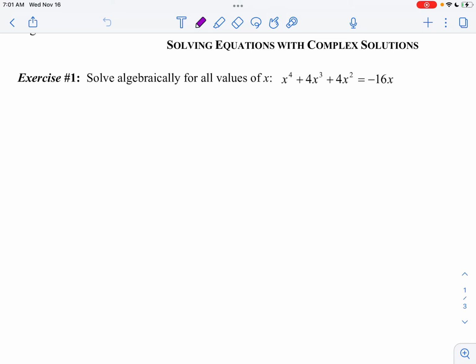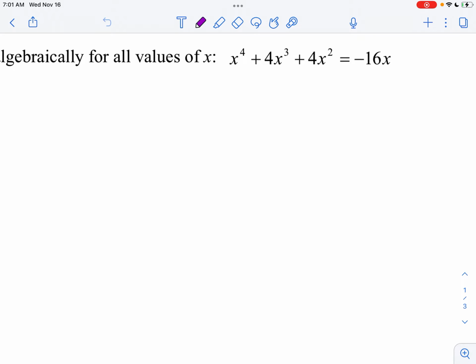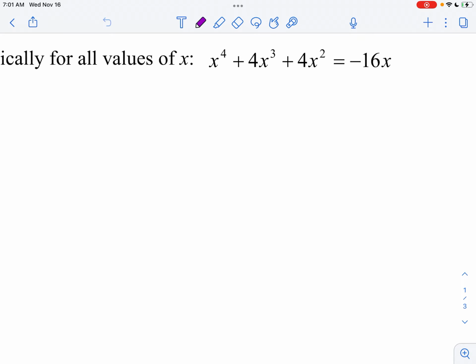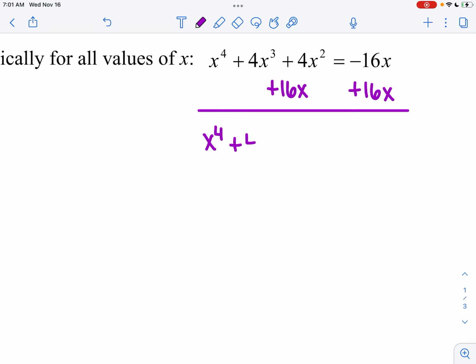So when we're asked in number 1 to solve algebraically for all values of x, the first thing we're going to do is get our equation into standard form. So I'm going to add the 16x to the other side. Once set equal to 0, I'm going to think about what factoring method I would use to solve for x.